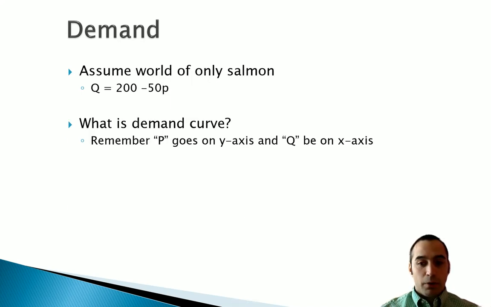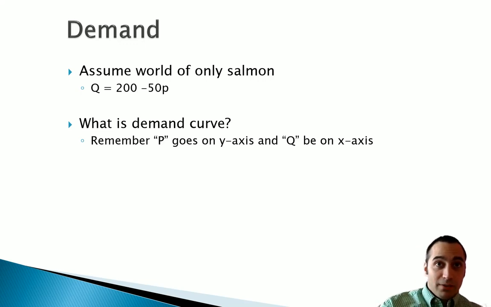Then, continuing with our fishy example, assume we live in a world with just salmon fish. Let the quantity demanded be given by Q = 200 - 50P, where P is the price of salmon. If this is the case, what is your demand curve? Take a moment and try to sketch it out.